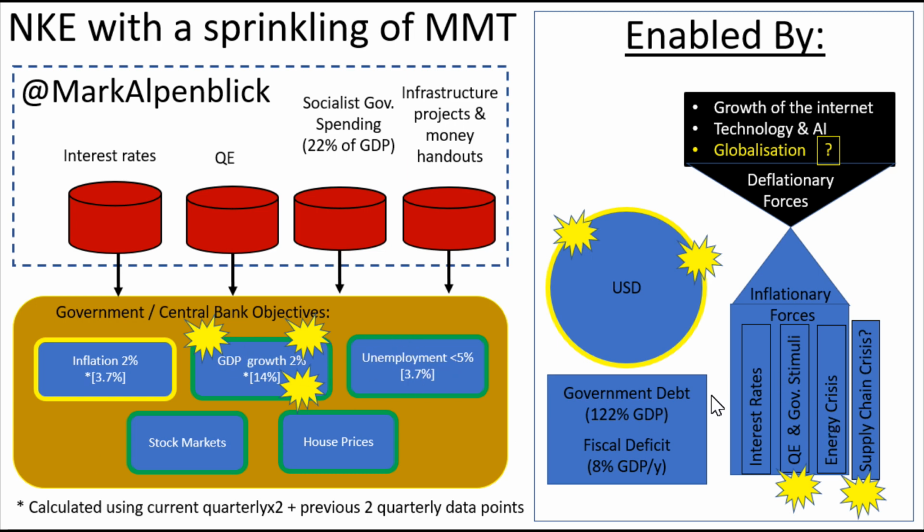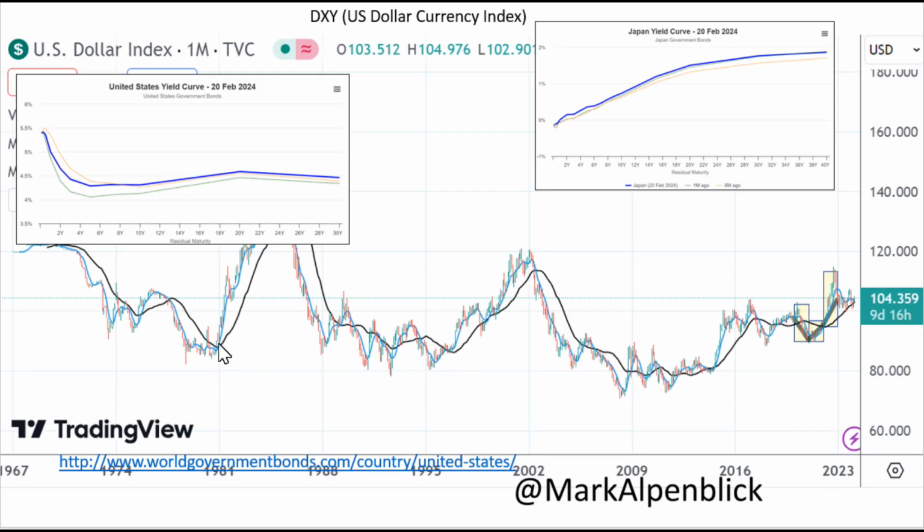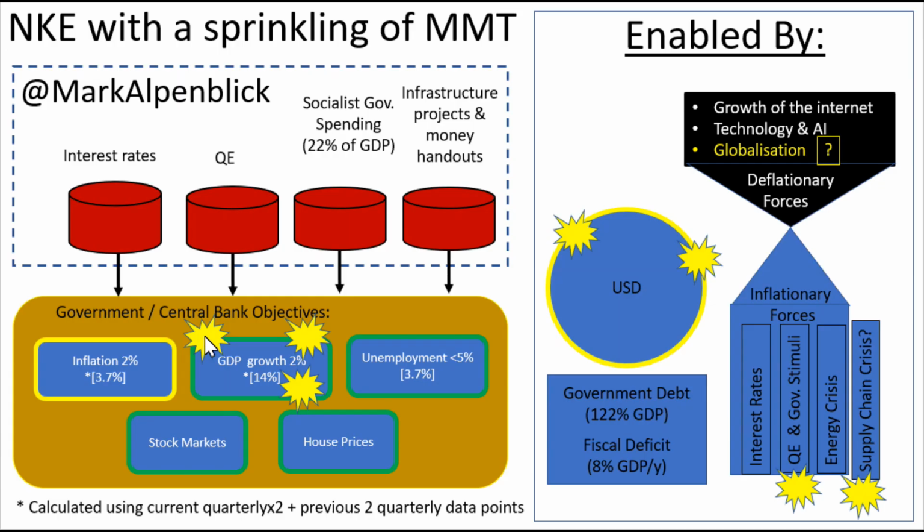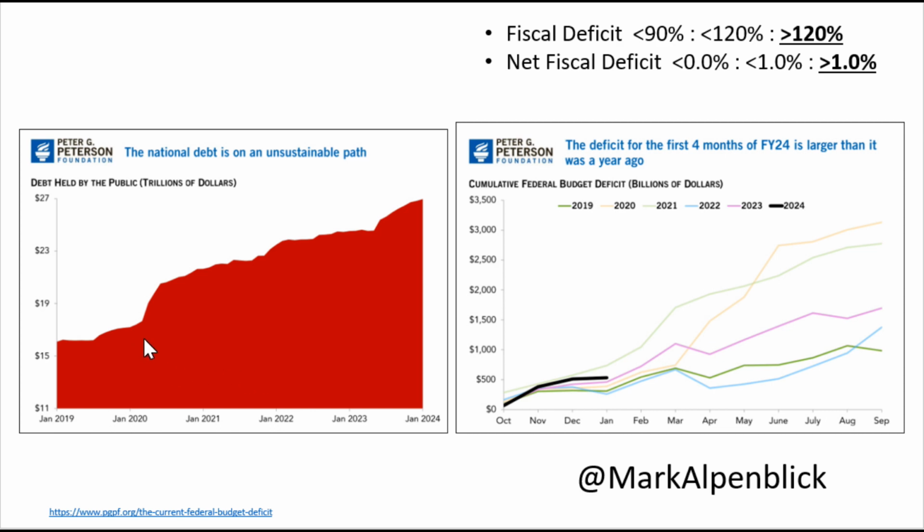Now, starting off with, I guess, the most important thing, which is the integrity of the US dollar, and that's what's actually supporting all this. Well, actually, the US dollar is looking relatively strong recently, and this is despite the government debt currently being 122% of GDP, and it running a fiscal deficit of 8% of its entire GDP per year. And here we can see the national debt and how it's just snowballing, apparently out of control.